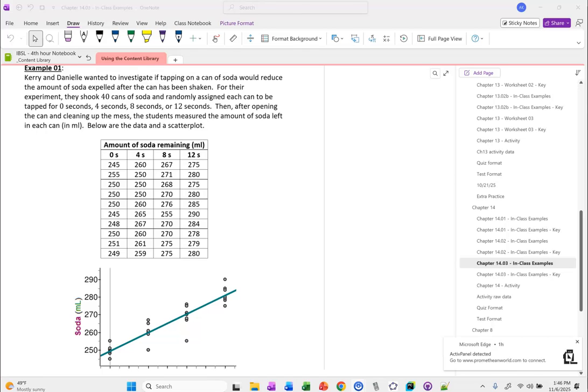In the meantime, though, Carrie and Danielle want to investigate if tapping on a can of soda would reduce the amount of soda expelled after the can has been shaken. For their experiment, they shook 40 cans of soda and randomly assigned each can to be tapped for either 0 seconds, 4 seconds, 8 seconds, or 12 seconds. Then, after opening the can and cleaning up the mess, the students measured the amount of soda left in each can in milliliters. Below are the data and a scatter plot.